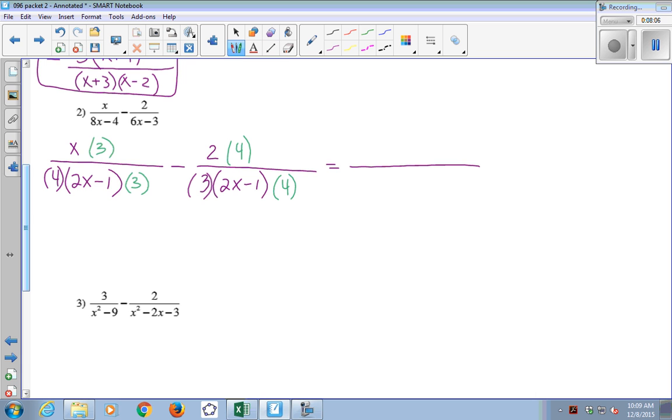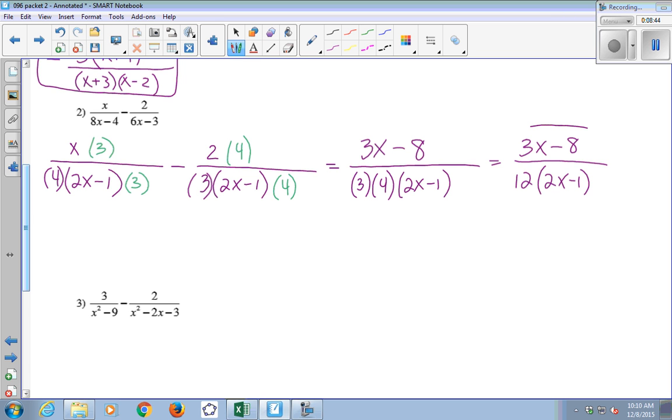So now I have a common denominator of 3 times 4 times 2x minus 1. And my numerator is going to be 3x minus 8. 4 times 2 is 8. Now, does 3x minus 8 factor at all? No, 3 and 8 don't have any common factors, so that's as far as we can go. So you can circle it there, or if having 3 times 4 bothers you and you'd rather write it as 12, you can do that too. Either of these answers is totally fine.